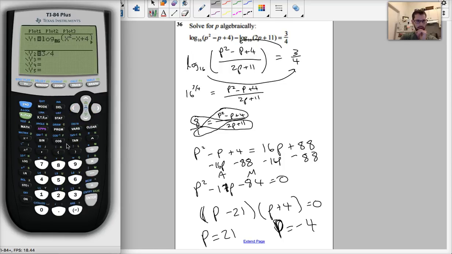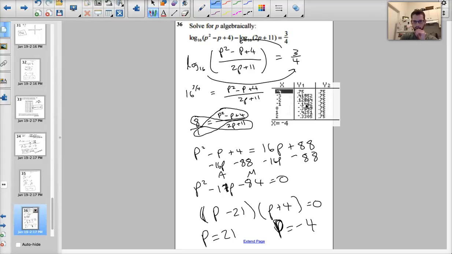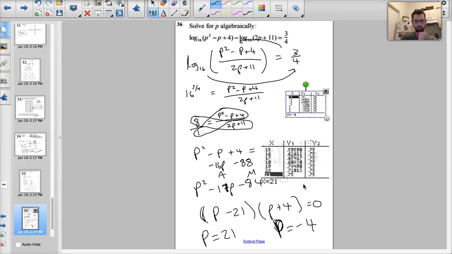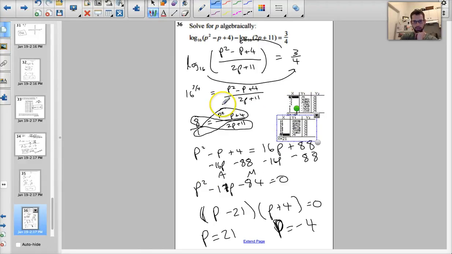I'm going to make sure that's right. Log base 16 of x squared minus x plus 4 minus log base 16 of 2x plus 11. Looks good. So I'm going to go to my table, and I'm going to make sure that this works. First I'm going to check negative 4, and sure enough, they are equal at negative 4. So there's one part where it's true. Then I'm going to check positive 21 and make sure I don't have any errors that would make this untrue and extraneous. And sure enough, 21 is also a perfectly legitimate solution. So these are both very real solutions to this equation.